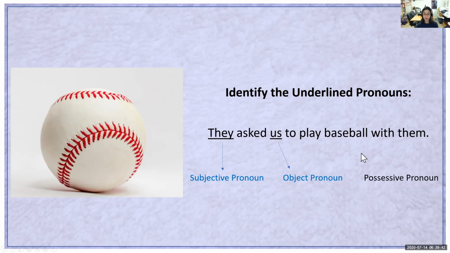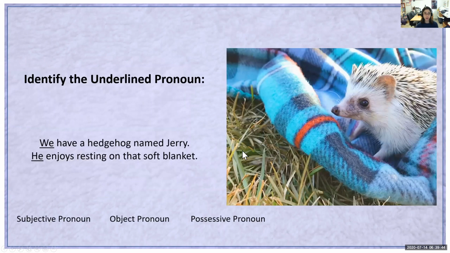All right, next one. We have another adorable hedgehog here. And it says, we have a hedgehog named Jerry. He enjoys resting on that soft blanket. So is we going to be a subjective pronoun, subject of a sentence, an object pronoun receiving the action, or a possessive pronoun demonstrating ownership? If you said that we is a subjective pronoun, you are correct. It is the subject of the sentence.